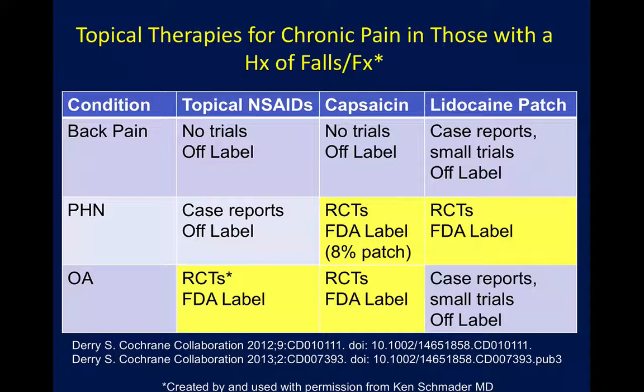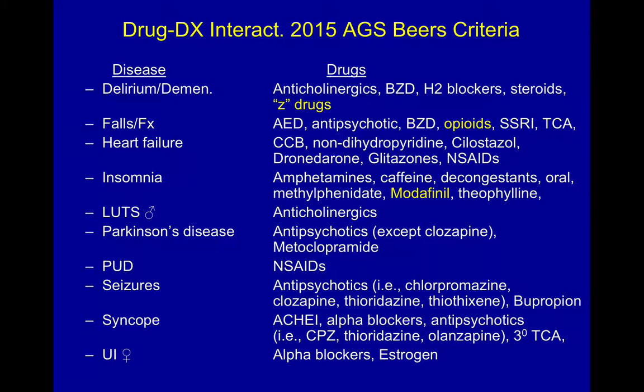Osteoarthritis, a good place to start is topical NSAIDs or capsaicin or lidocaine cream. Maybe not the patch, because the patch is hard to get approved under insurances.